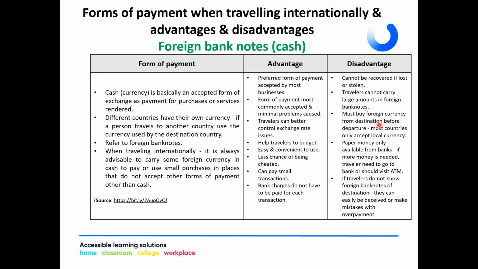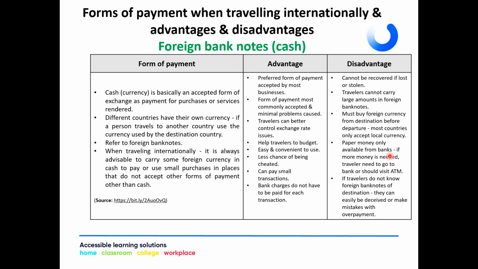You must buy the foreign currency of your destination before departure, so that when you land at your destination you already have some cash available with you. So you need to buy it before you travel. Most countries only accept local currency. So if you go to your destination and you don't have that foreign currency with you, it can be difficult, or it might result in you not being able to pay for something.